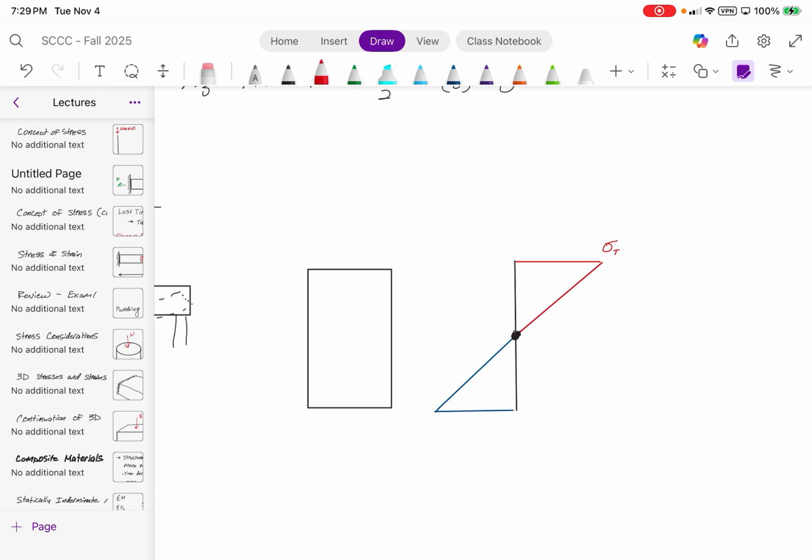We'll call this sigma t, and then this is sigma c, which is negative and positive, compression and tension, or negative and positive stresses. But you guys notice that there is a point in this beam that isn't stressed at all. You guys learned that this is called the neutral axis. Does that term sound familiar to anyone?